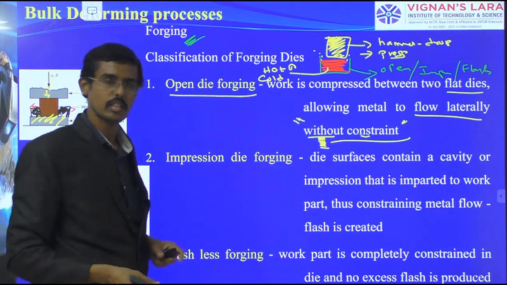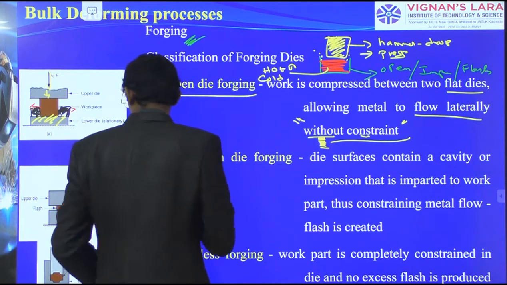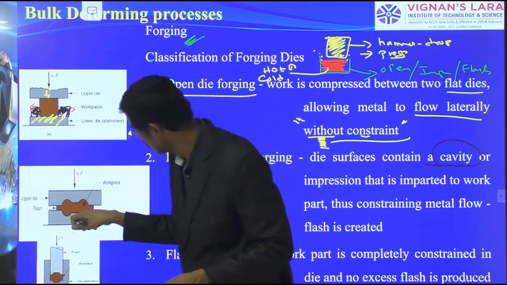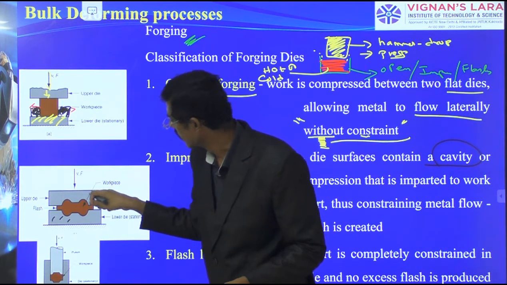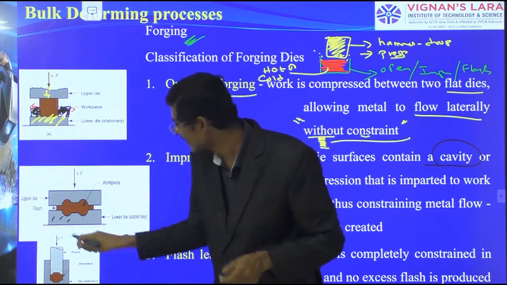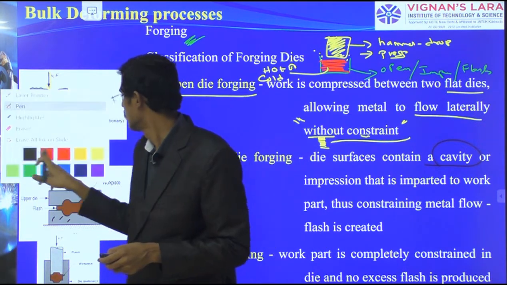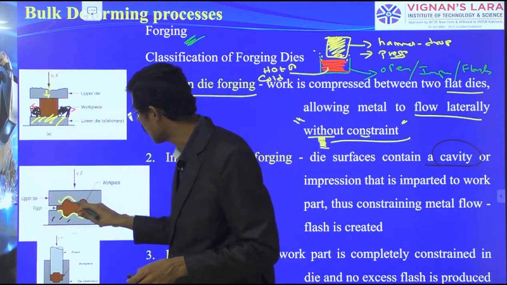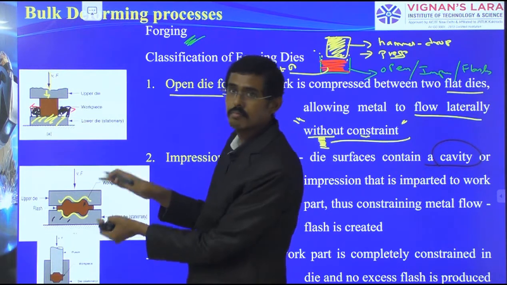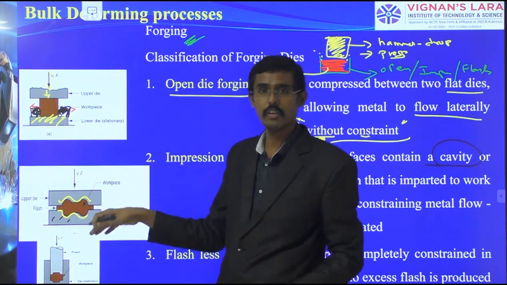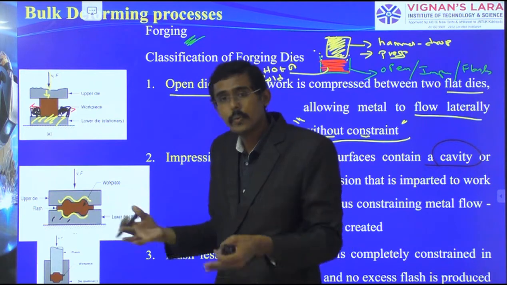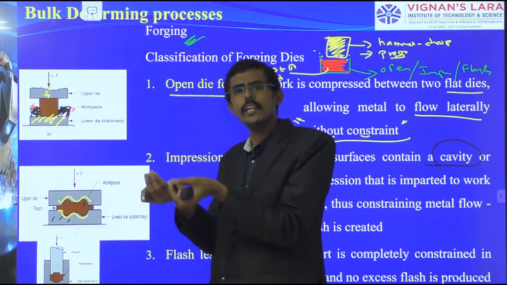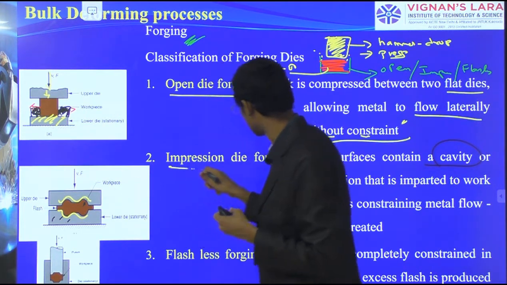Now impression die forging: the die surface contains the design, the die surface contains the cavity. So see here, this is the die, one is the fixed die and the top die, and these dies contain some designs. According to the design, the pressure is applied, and the workpiece by the impression will get these images. So our product is going to get the impression. That is called impression die forging.